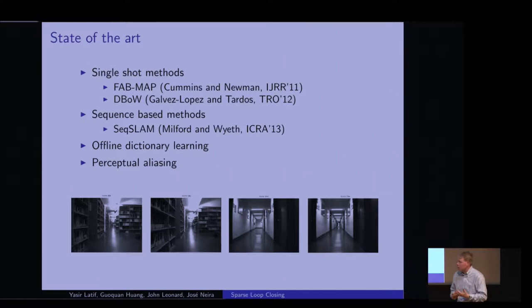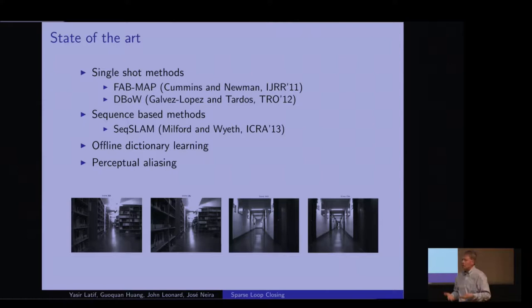So if the environment sort of conspires to have scenes that look identical, if false loop closure is declared, that might really mess up the state estimation. And also, it'd be great to learn the dictionary online.